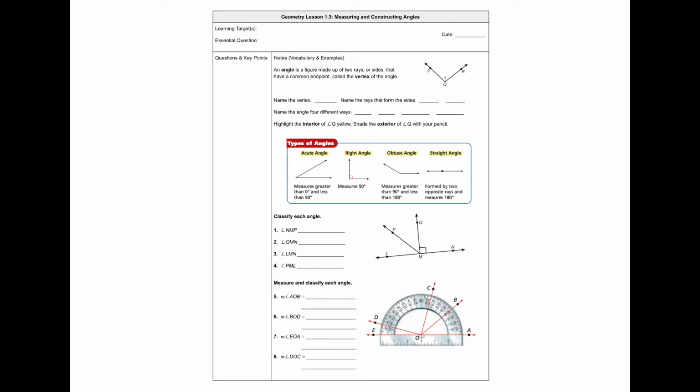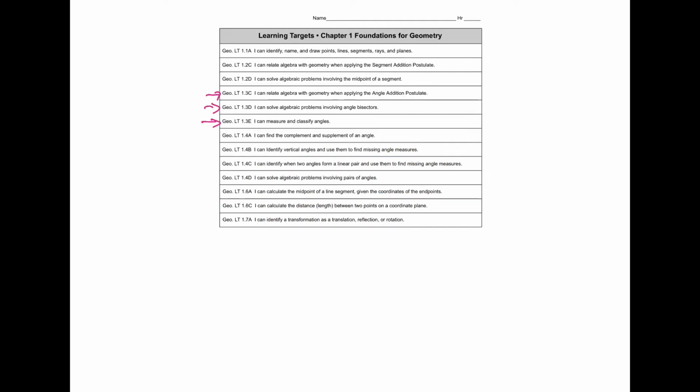We have 1.3 in geometry to do now. We are going to be measuring and constructing angles. So if we take a look at our learning targets for the day, when I refer back to this cover page, we have this first one here. I can relate algebra with geometry when applying the angle addition postulate. I can solve algebraic problems involving angle bisectors. And lastly, I can measure and classify angles. So we're going to do all three of those today.